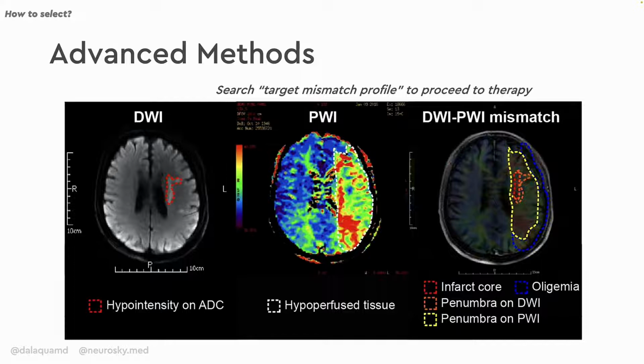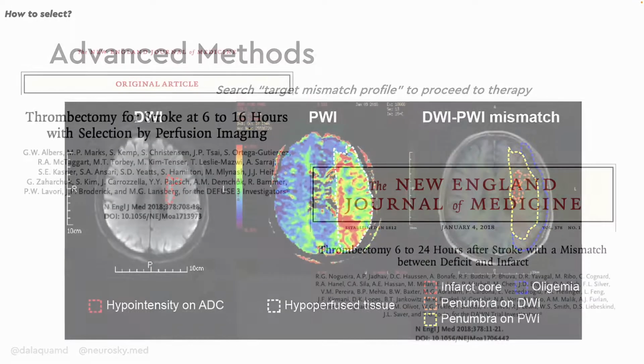Less available is MRI, diffusion weighted imaging. It has a lot of contraindications. It takes more time to transport the patient from the emergency room to the MRI machine. And more available, we have the CTP. So both search the target mismatch profile to consider the patient or not to proceed to mechanical thrombectomy.